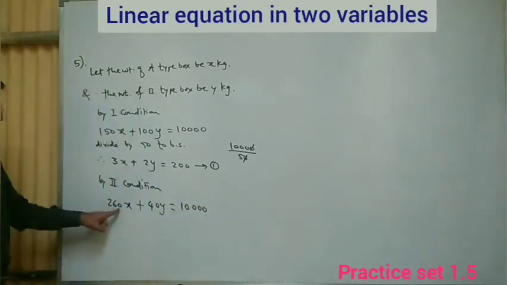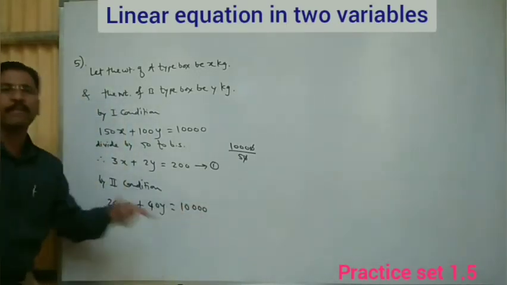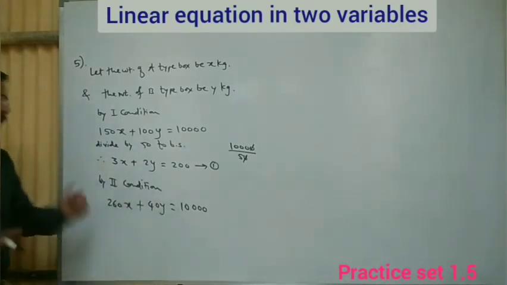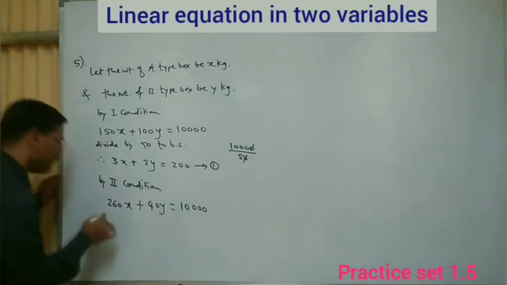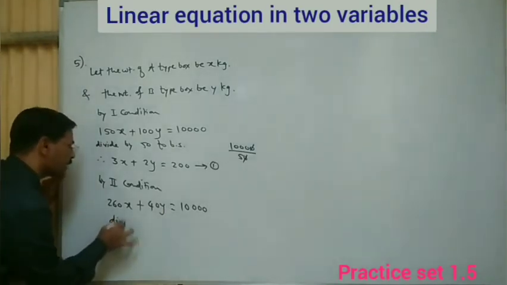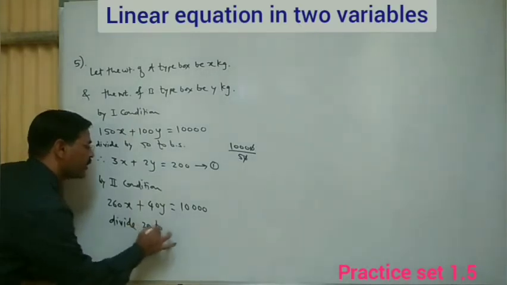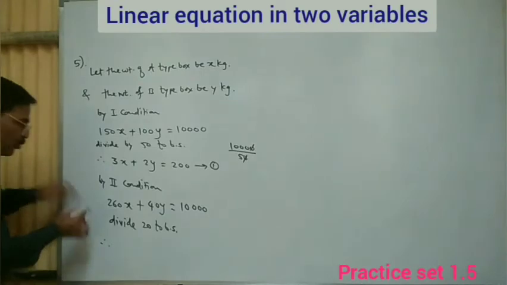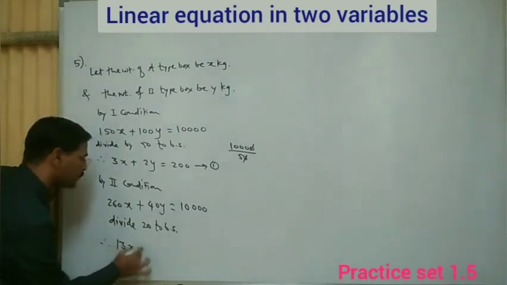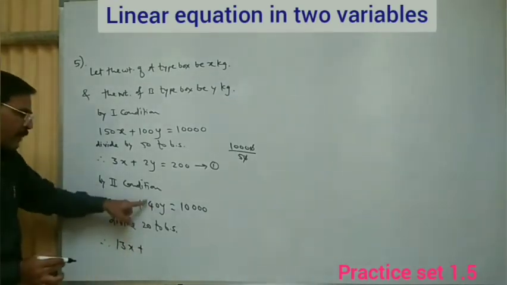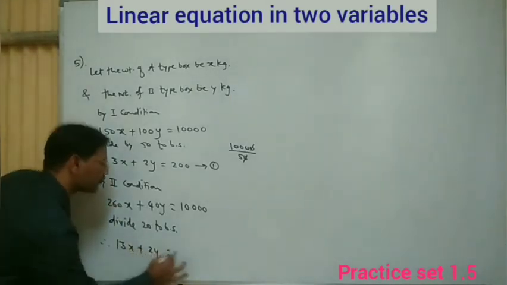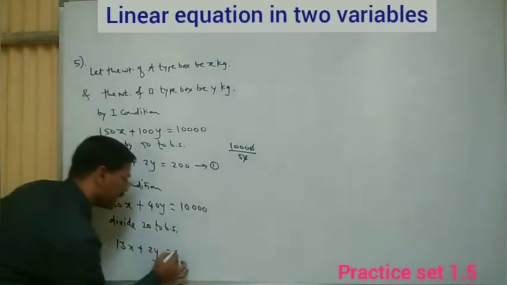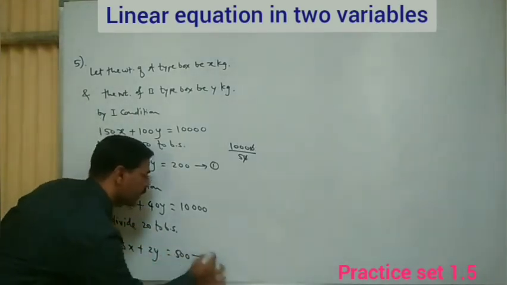You may see here 0, 0, 0. You may divide by 10 also. Even if you divide by 20, then also okay. So divide by 20 to both sides. What will you get? The zeros get cancelled. Divide by 2, that is 13x. 40 upon 20, that is 2y. On this side the zeros get cancelled, 10,000 upon 20, that is 500. This is equation number 2.